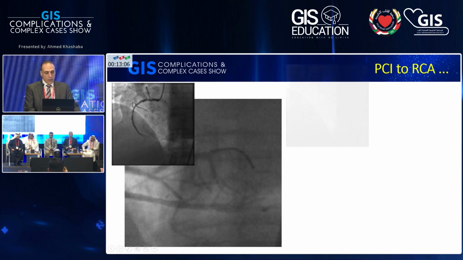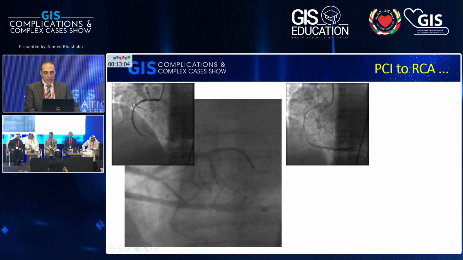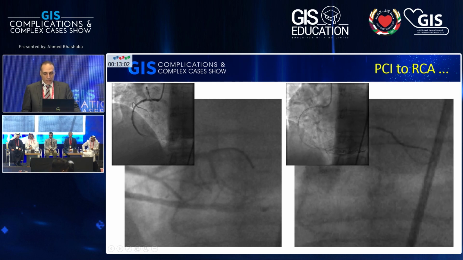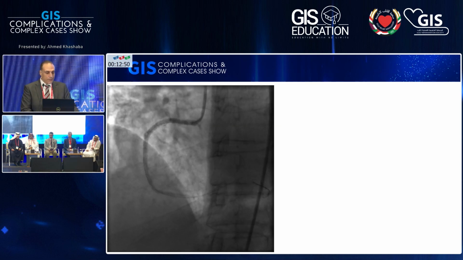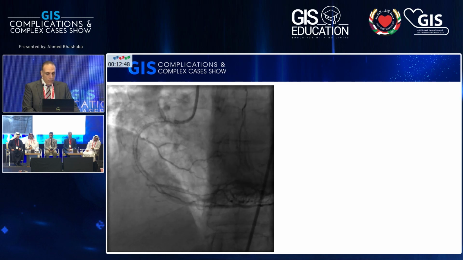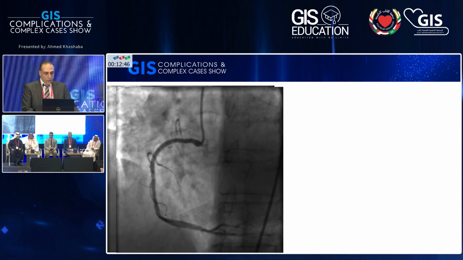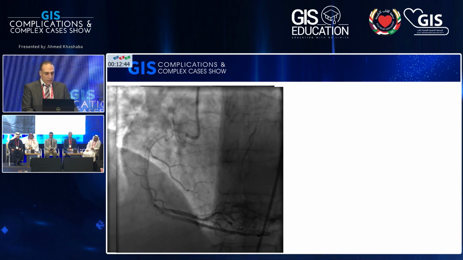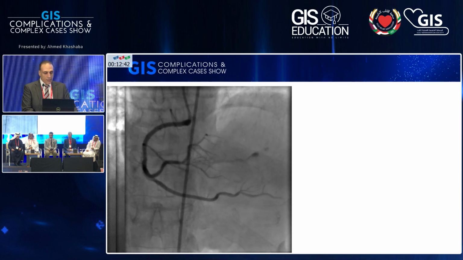But as the operator proceeded in the intervention, you can appreciate here the wire started to have a bigger loop in the distal RCA, and this probably is the reason why the small vessel dissected. So this was at the end in another view. Again, these are the steps of the intervention, and this is the final that I showed you.